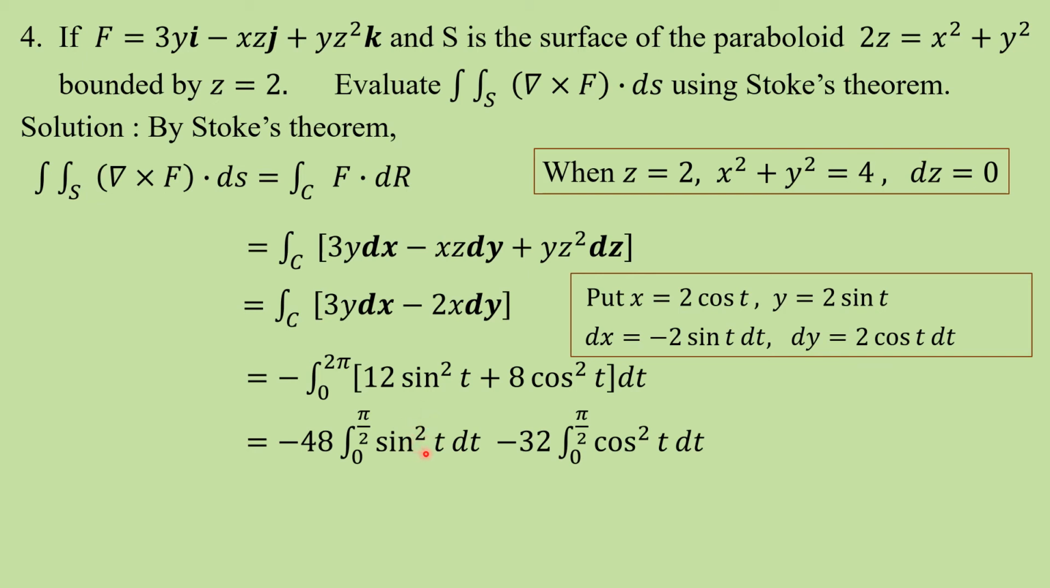The value of k, if n is even, is pi by 2, so this gives pi by 4. Similarly for the integral 0 to pi by 2 of cos square t, that is also pi by 4. Since both are the same for sin square t and cos square t under the limit 0 to pi by 2, the reduction formula is the same, so I have considered it together. Minus 48 minus 32, that is minus 80 times the integral 0 to pi by 2 of sin square t dt, which is pi by 4, as we have just explained. So pi by 4 times minus 80, that is minus 20 pi.